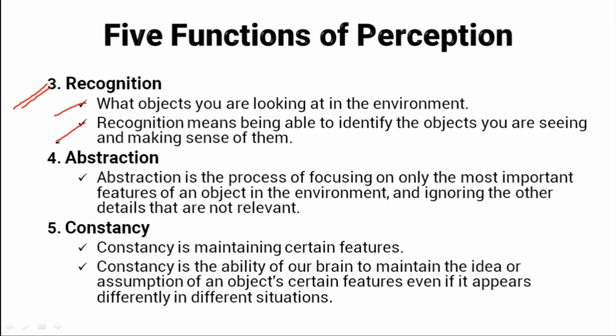So recognition is the ability to identify or distinguish different objects in our surroundings, such as tree, cow, person, and so on. Without recognition, everything would appear the same to us, right? So that is the third step in perception.